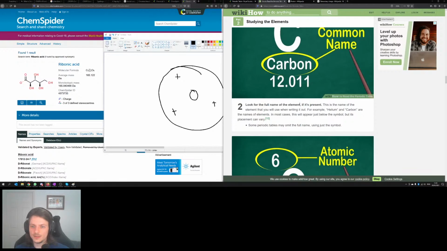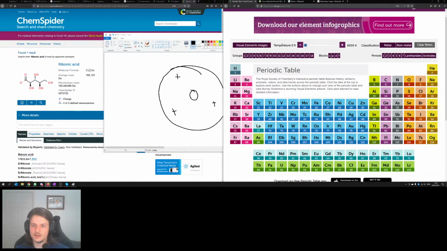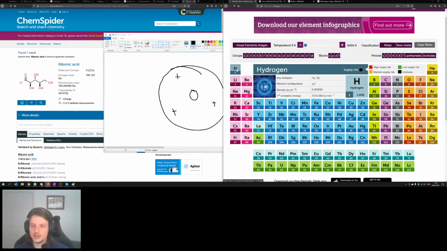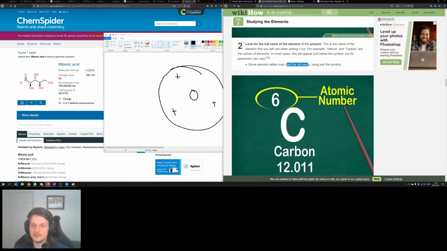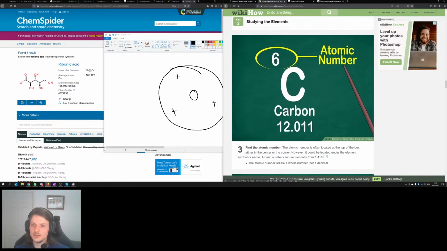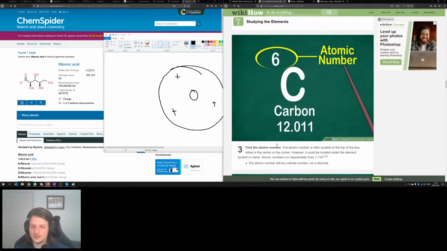Look for the full name of the element, if it's present. This is the name of the element that you will use when writing it out. For example, helium and carbon are the names of elements. In most cases, this will appear just below the symbol, but its placement can vary. So in this table, it just says it when you hover over. Some periodic tables may omit the full name, using just the symbol. Atomic number is 6. So carbon C, atomic number 6, okay.